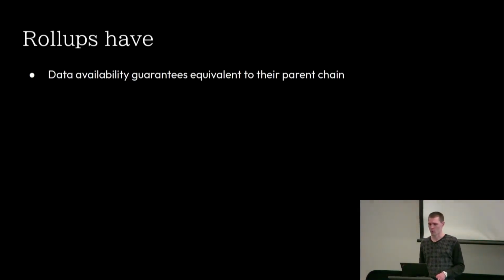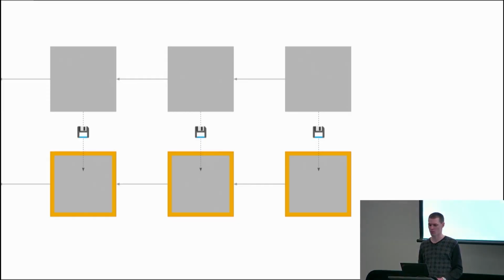So this kind of architecture gives rollups a couple of different properties. One is that rollups have data availability guarantees that are equivalent to their parent chain. This is relatively easy to see because we are actually storing the rollup state data in Bitcoin blocks. We know for sure that the rollup state data has the same level of availability as Bitcoin block data, or I should say any other Bitcoin block data that archival Bitcoin nodes have to keep around.